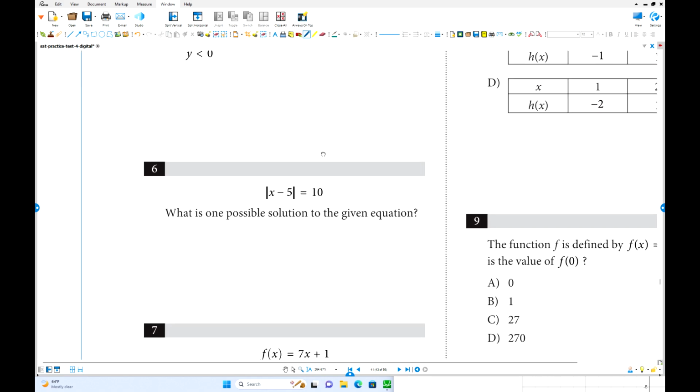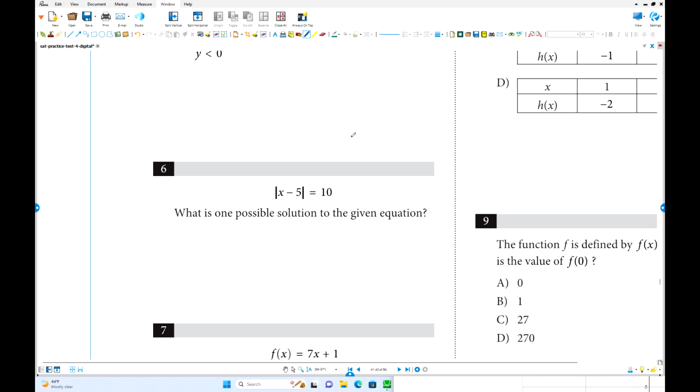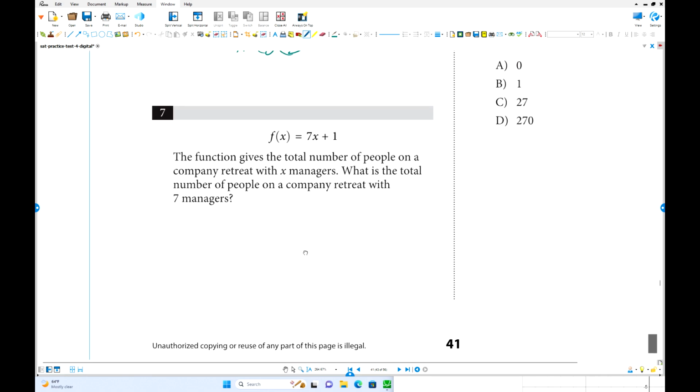Number 6, what is one possible solution to the given equation? This is an absolute value equation. X minus 5 inside can be 10 or negative 10, two possibilities. You can solve: plus 5 on both sides. So 15 or negative 5. Any of them is okay.